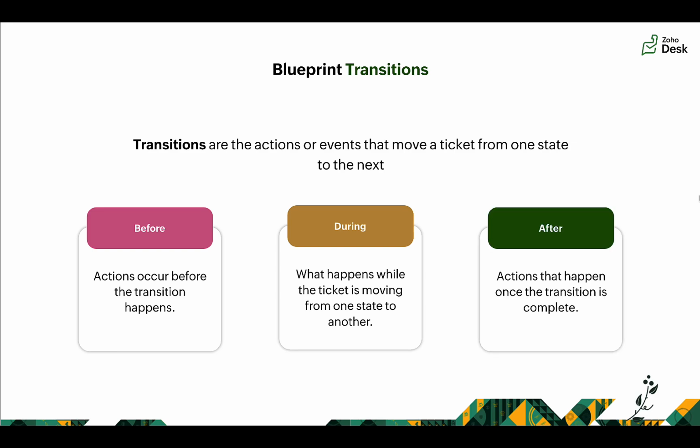And the final one is after transition. Here, the actions are performed right after the ticket moves to the next state. These typically involve follow-ups like sending an alert notification to the customer or updating the ticket status automatically. We will explore the specific actions available for each of these transitions during the product demo.